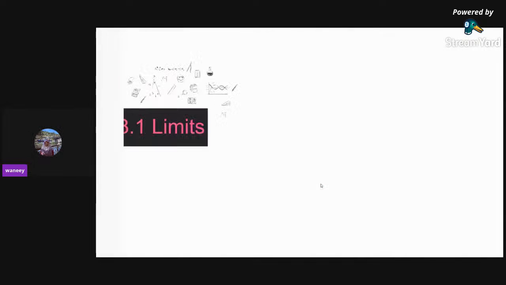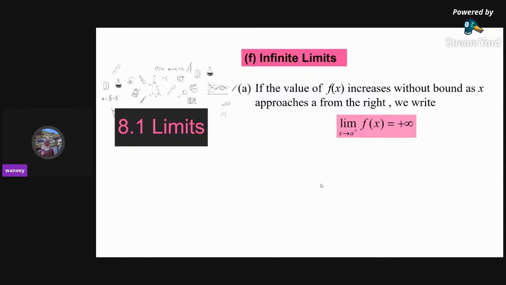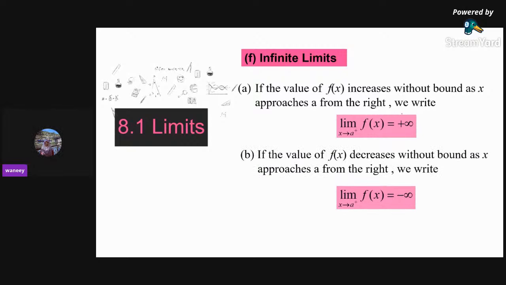Okay, next. So this is the infinite limit. If the value of f(x) increases without bound as x approaches a from the right hand side, we write it as the limit as x approaches a from the right hand side of f(x) equals positive infinity. The other one, we write as negative infinity. So basically, you should try to substitute those values first before you can easily determine whether it is positive or negative infinity. I'll teach you later on how we know positive or negative.